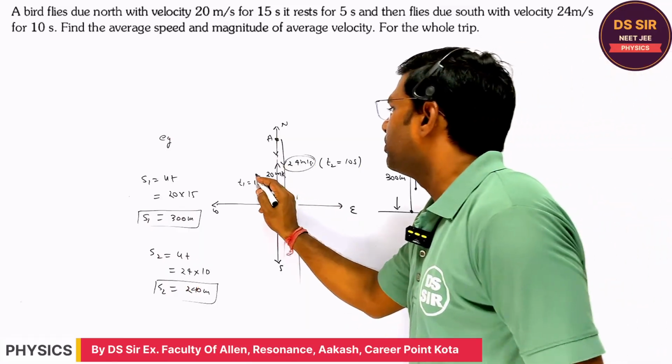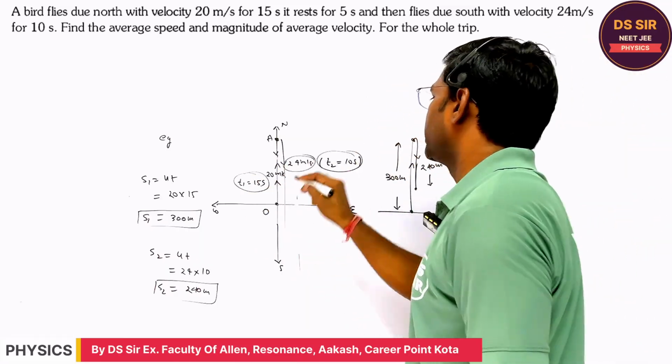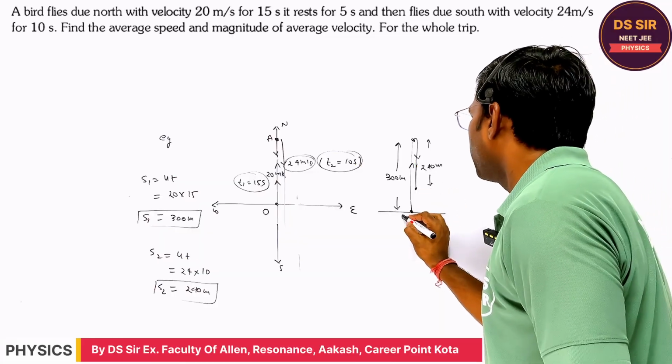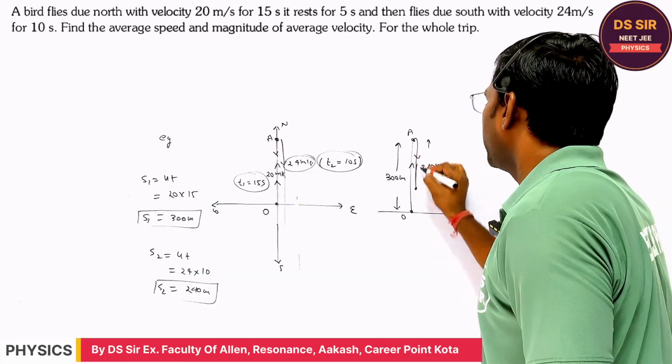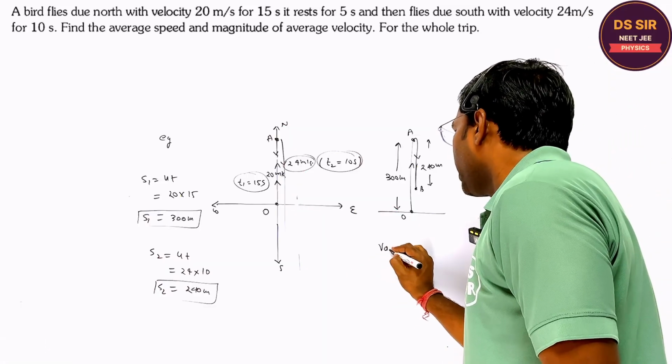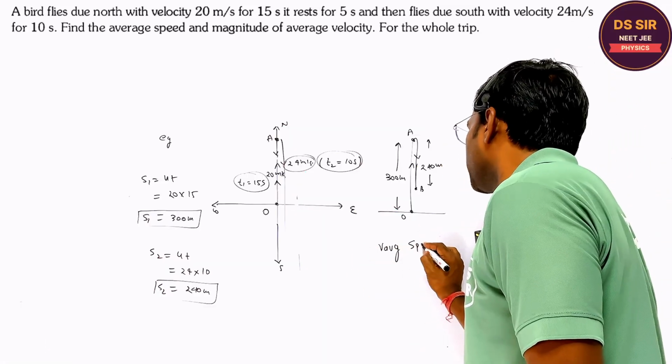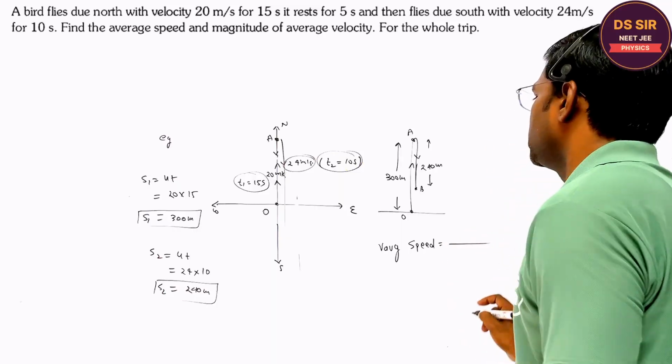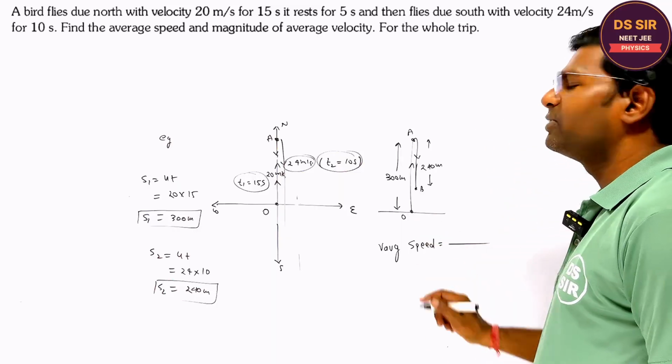And what is the total time? Total time is 15 plus 10 seconds. So initially from O to A, then A to B. So this is the final position. So to find the average speed, what is the formula for average speed? You will say total distance divided by total time.